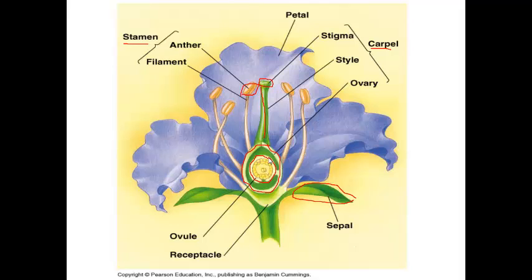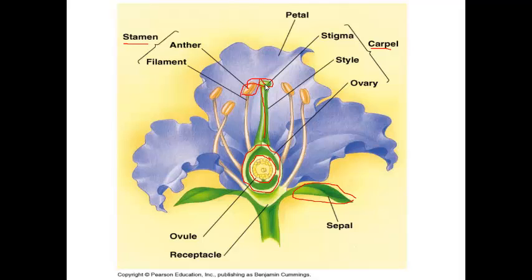Self-pollination will take place if the pollen is transferred from the anther to the stigma of the same flower. It's going to provide an advantage because the plant can still reproduce if there aren't other plants around. However, it's not going to increase genetic variation. Cross-pollination takes place when pollen is transferred from one plant to another plant, and that's going to be advantageous because it's going to increase the genetic variation.